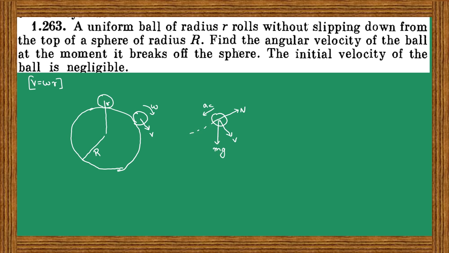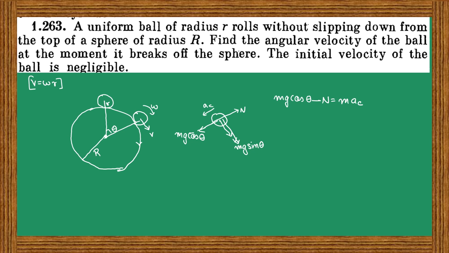Let me say the angle at the point where it leaves the surface is theta. If I draw a perpendicular downward line, this angle is also theta. So the component of mg along the line that passes through the center is mg cos theta, and in this direction it is mg sin theta. Now mg cos theta minus N equals mass into acceleration.